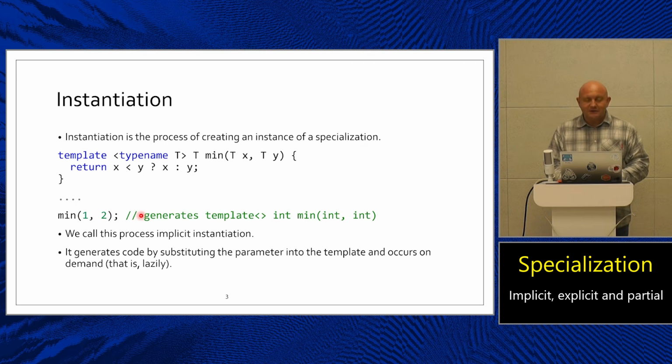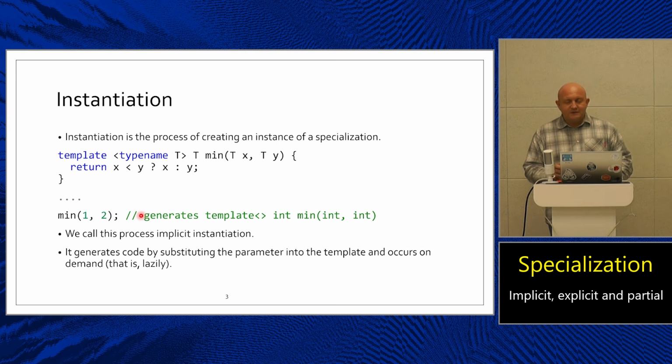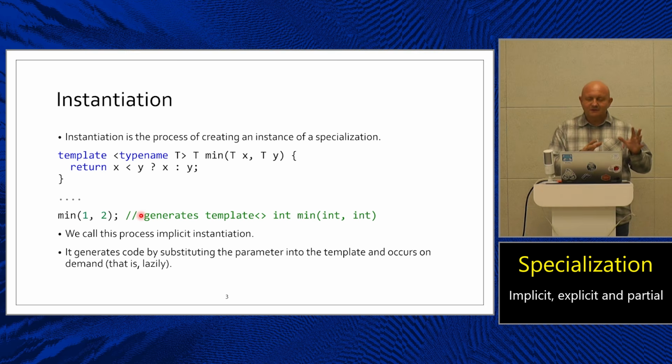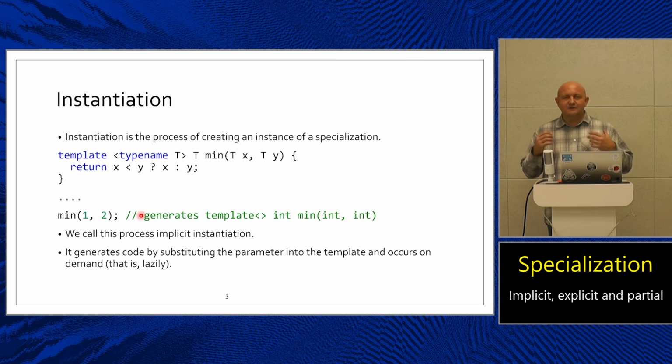Okay, and the correct answer is: instantiation is the process of creating an instance of a specialization. This is a good definition. It's helpful because it connects two terms that can seem distant. Instantiation is the process, and the specialization is the concrete outcome. And you may either generate it or make it manually.